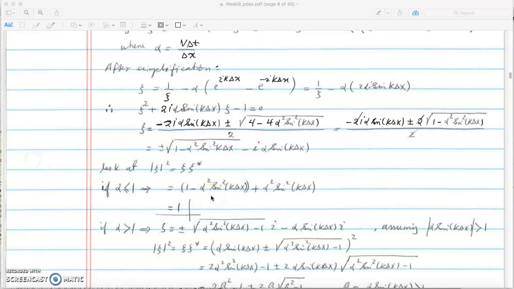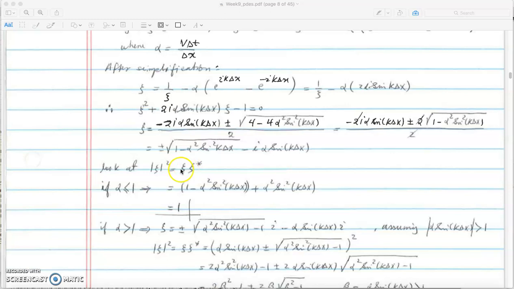Now, if you look carefully here, let's assume alpha is less than 1. If alpha is less than 1, this term is definitely less than 1. And then 1 minus that is also less than 1, then the square root of this thing is always positive. So we have a real number here and an imaginary number here.